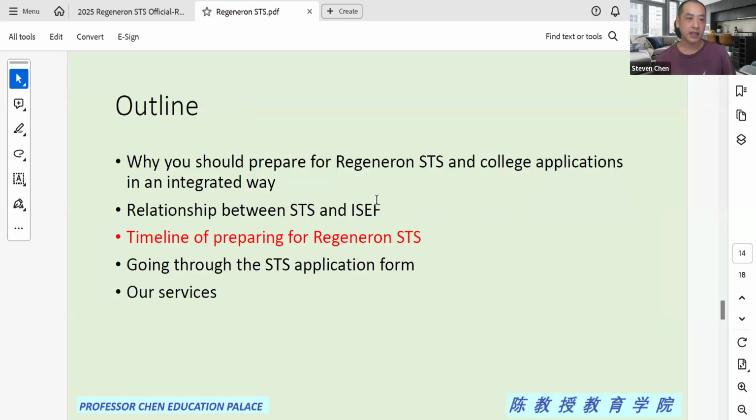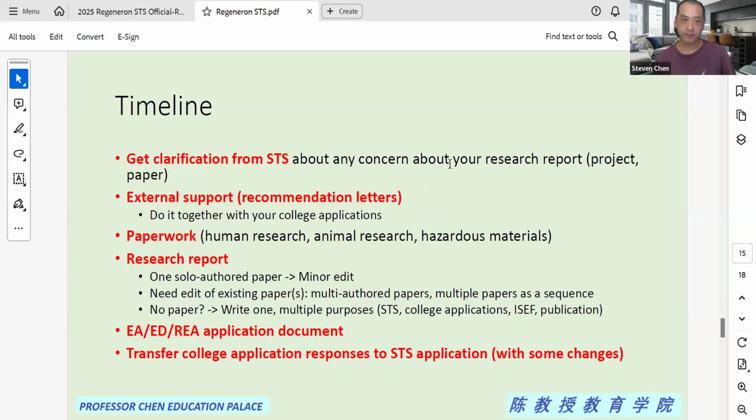The next thing is about the timeline of preparing for Regeneron STS. Recall that at the beginning of the webinar, I showed you some key days. The most important day is the submission deadline. That will be in early November, right? So now you need to plan backward. Let me give you some ideas. The first thing is you should begin with getting clarification from STS about any concern about a research report, including your project, your paper.